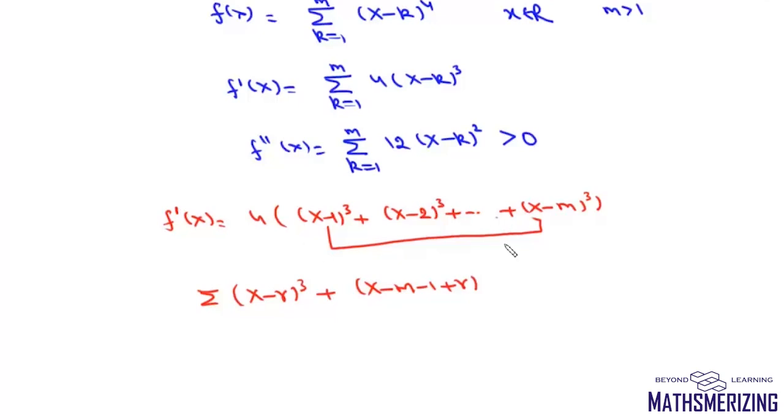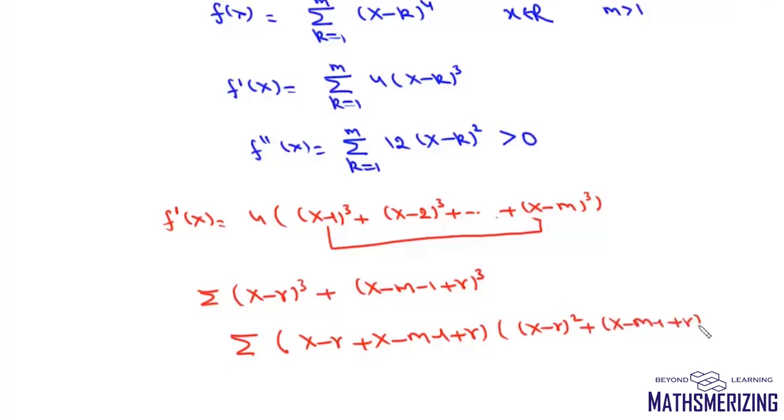So we can factorize all of them, and there will be this a cube plus b cube. We can write this as summation, and this is (a plus b), so it will be (x minus r plus x minus m minus 1 plus r), and then (x minus r) square plus (x minus m minus 1 plus r) whole square, and then minus ab, which is (x minus r)(x minus m minus 1 plus r). Now here r and r will cancel. So from all the pairs, this factor 2x minus m plus 1 will be common.